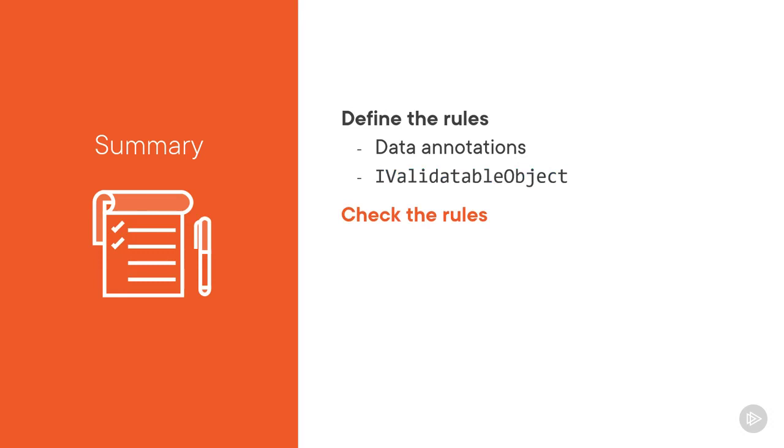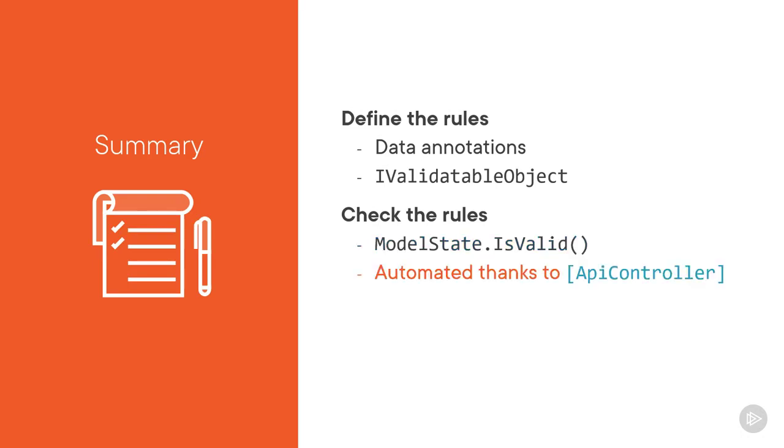And then we have to check these rules. That is what the model state is for. That is a dictionary containing both the state of the model and model binding validation. We can check its IsValid property. But we don't have to manually do that. The ApiController attribute takes care of that and will return a 400 Bad Request with a problem details object in the response body. And that brings us to reporting these validation errors.